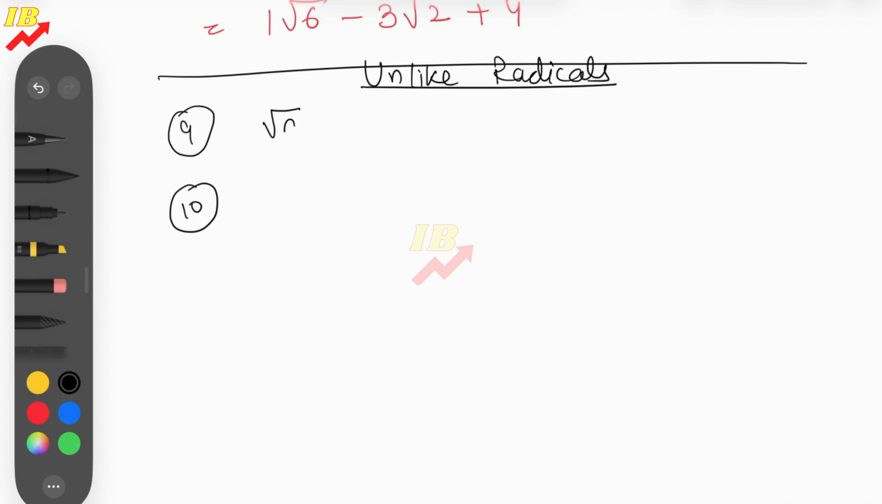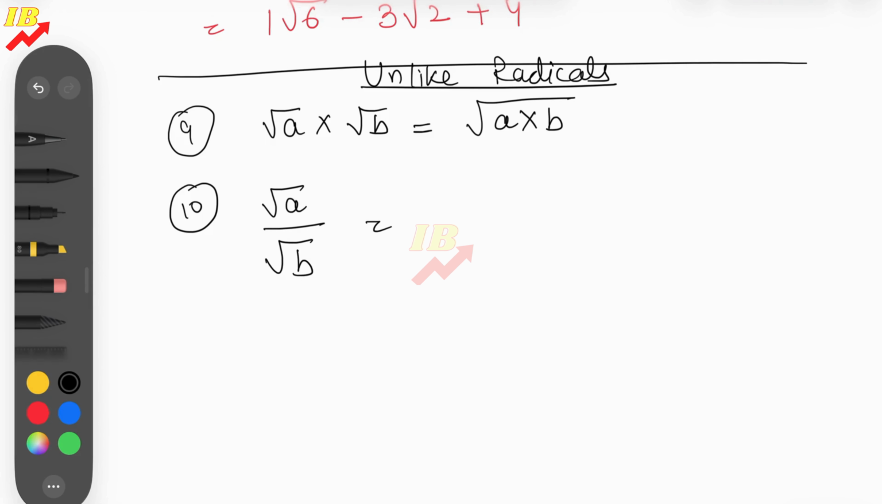Like root a times root b is going to give you, or you can combine together to make it, root a times b inside the whole root. And similarly you can do it for the division one. If it is written like this, you can take a whole root and a over b in the same root. Let's take a few examples of it.